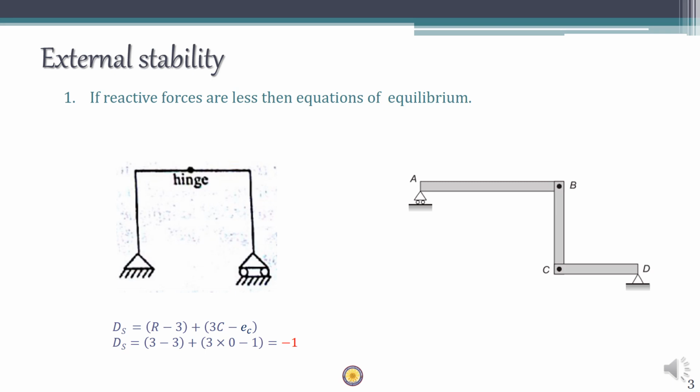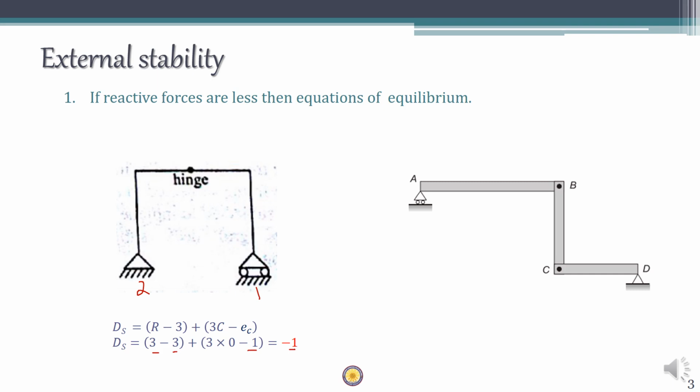Here we have two reactions here and one reaction here. So total r is equal to 3, and the number of equations is 3 plus an additional equation due to the hinge, which means that the number of reactions is 3, and there are 3 equations of equilibrium and an additional equation due to the hinge. This results in Ds equal to -1.